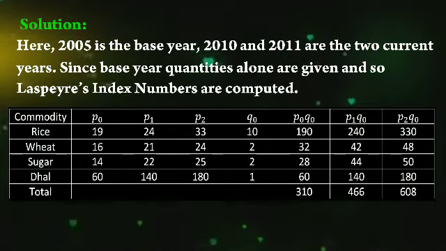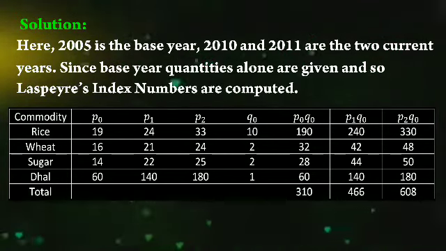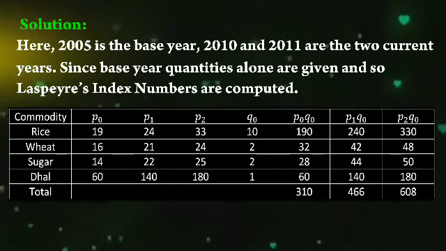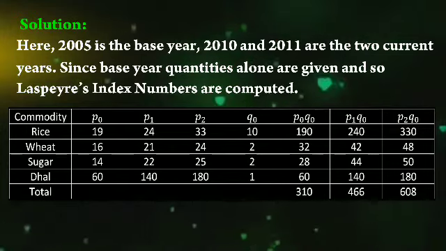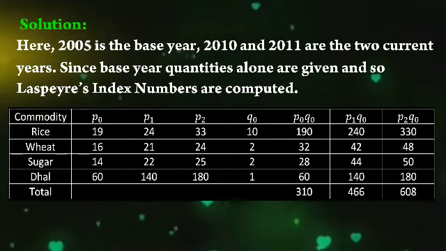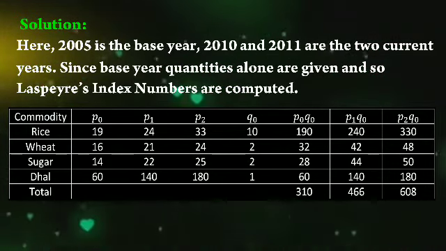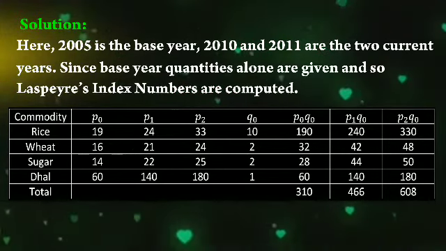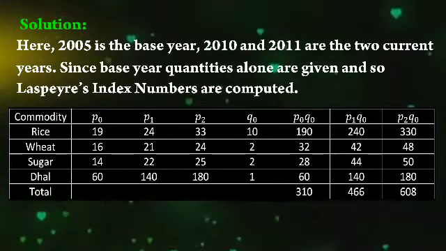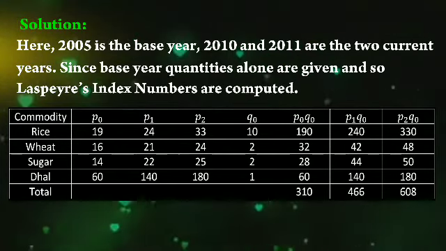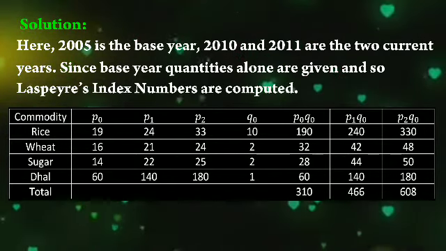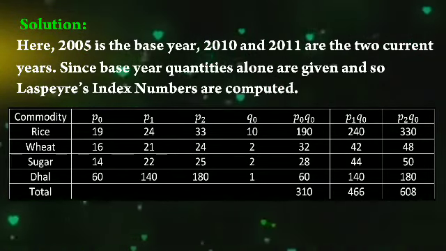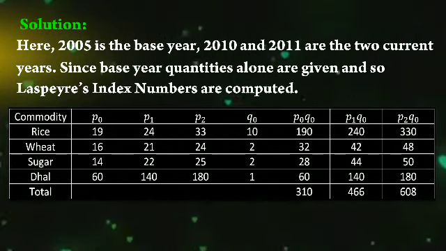Here the base year quantity is your Q naught and the current year price will be P2. So P2 multiplied by Q naught, and compute the values. Compute the values of P naught Q naught, P1 Q naught and P2 Q naught, and find the sum total of all those values. The sum of P naught Q naught is 310, the sum of P1 Q naught is 466, and the sum of P2 Q naught is 608.